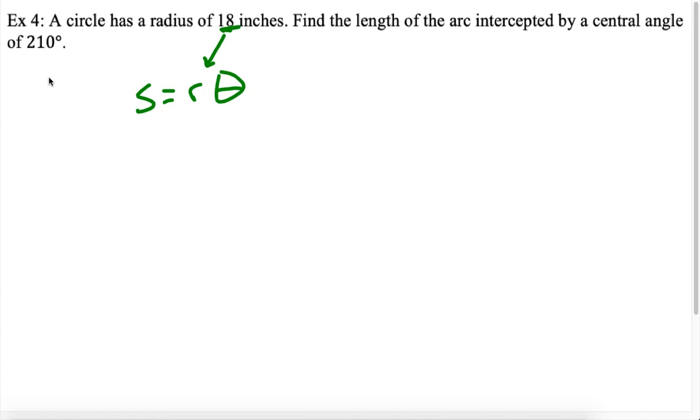But we said that that angle has to be in radians. So I need to convert this 210 to radians first. We talked about doing that in the last section. To convert this to radians, I'm going to multiply by pi over 180. We want to simplify as much as possible, right? But technically, we don't even have to do that. If we're just going to plug this into a formula, I could just write this as 210 pi over 180 for the purposes of plugging into our formula.